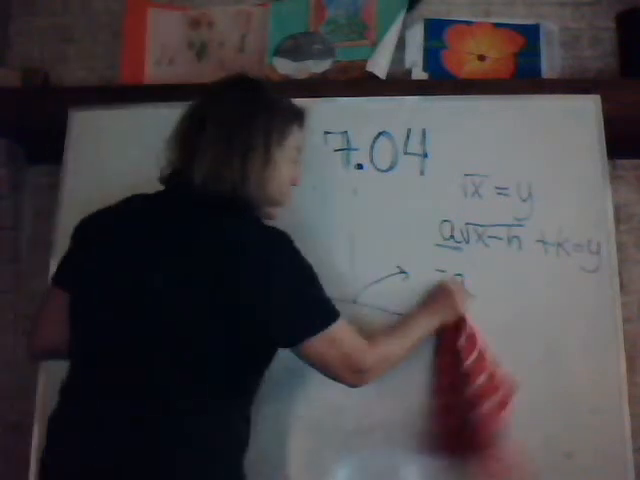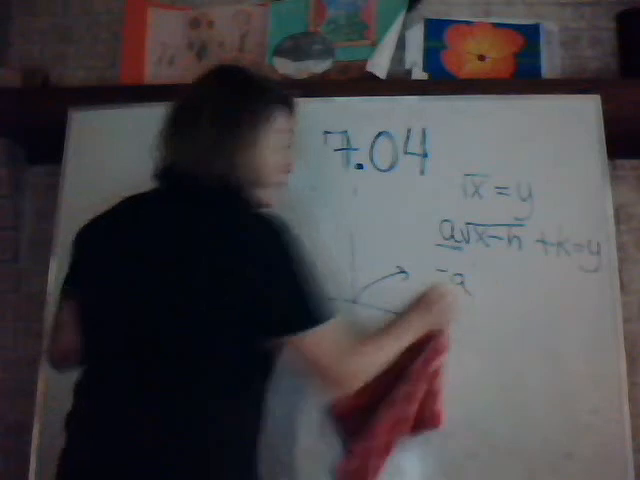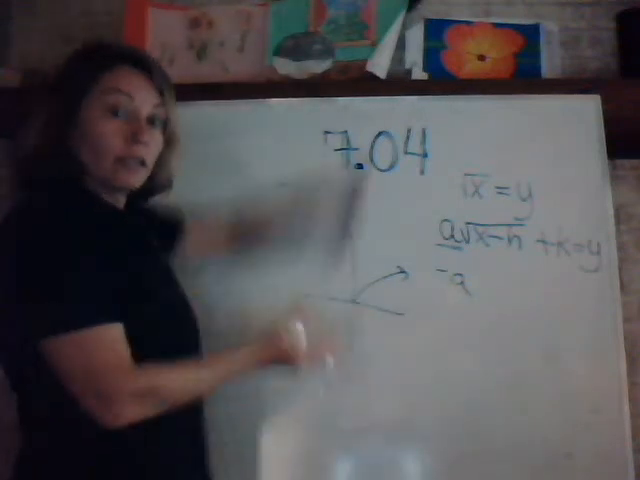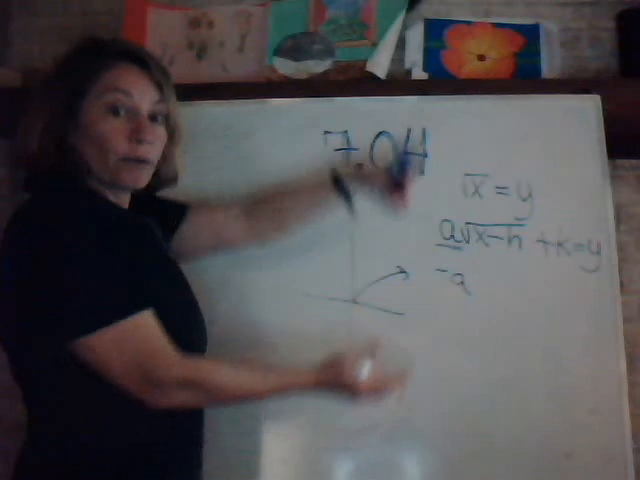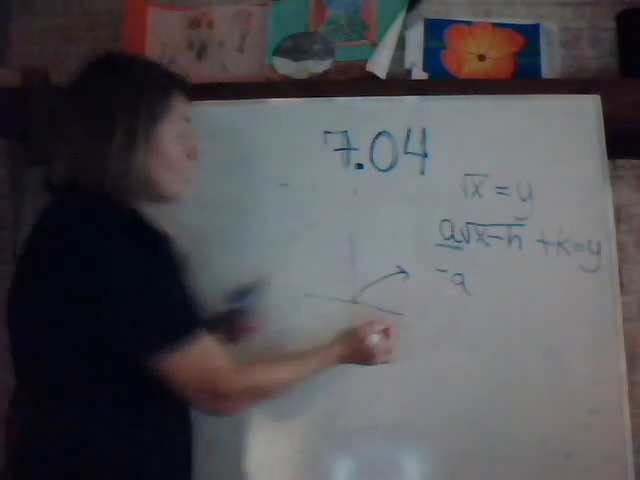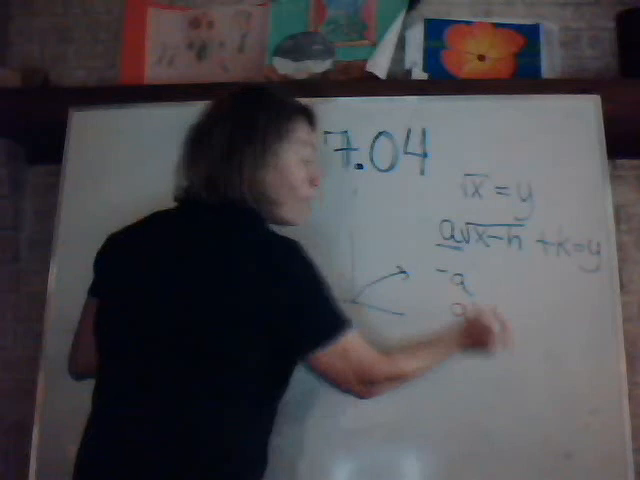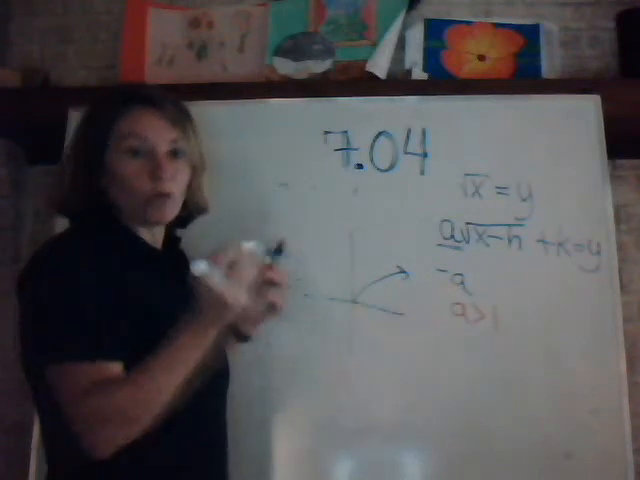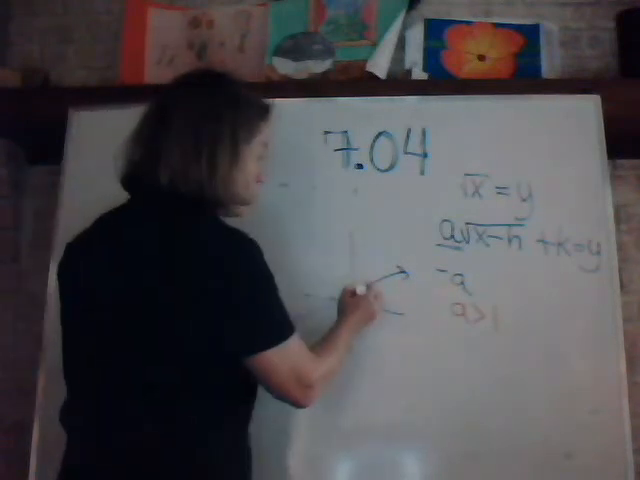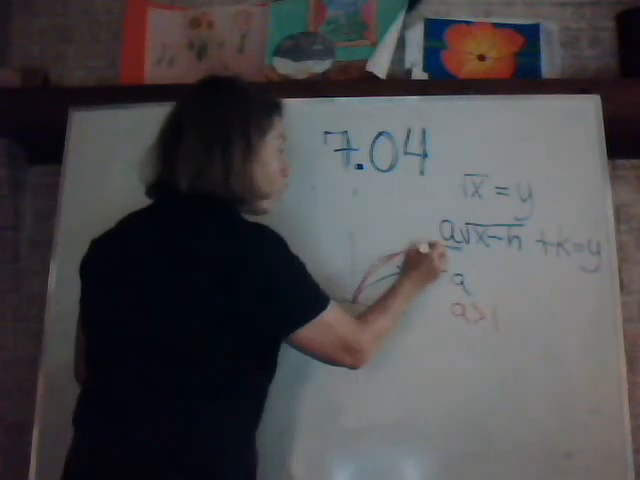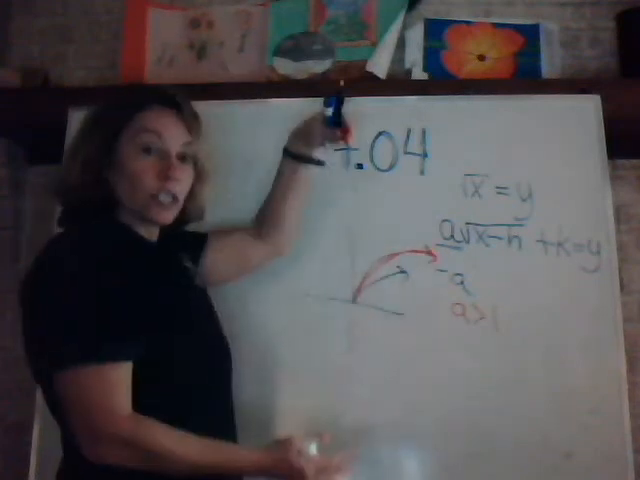The second thing that A does is it also will stretch it taller or compress it to the axis. Okay, so if A is greater than 1, so if A is 2, 3, 4, it's going to stretch it away and make it taller. It will pull it away from the axis and stretch it.